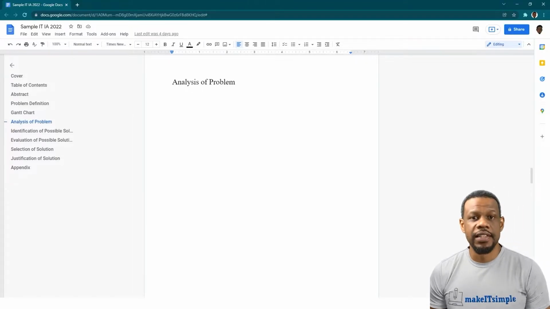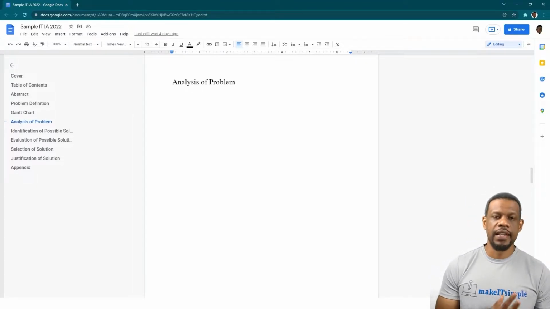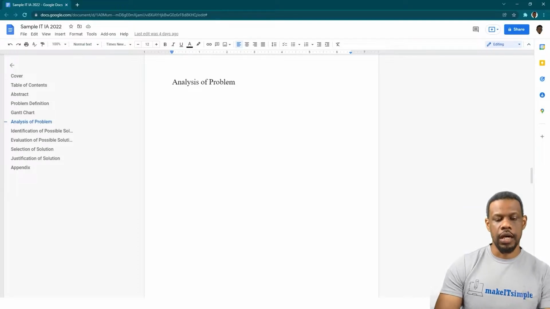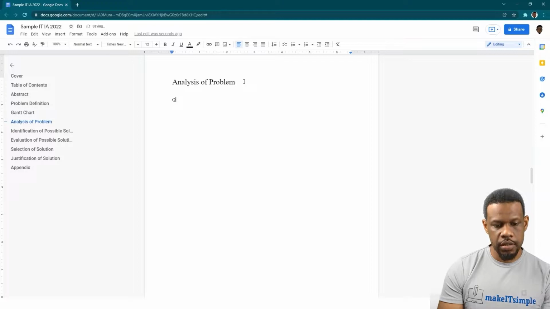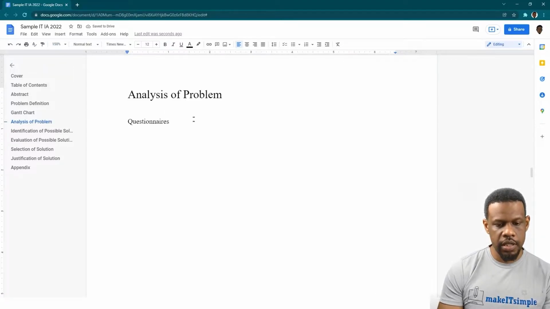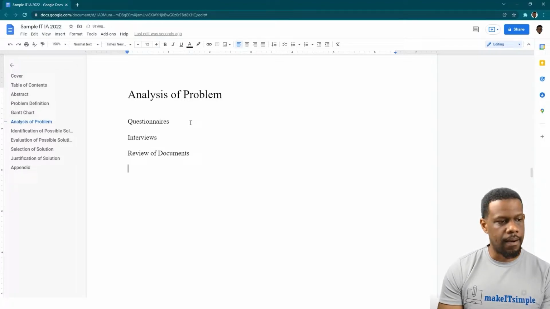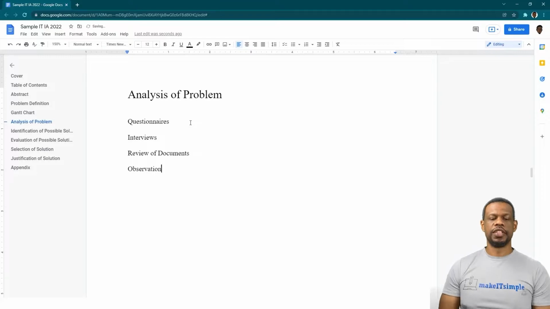Yeah. So the fact-finding techniques are given in the syllabus, and the 4 fact-finding techniques that you are allowed to use are as follows. I'm going to put them in one time, which would be questionnaires. Let me just make this a little bigger. Questionnaires, interviews, review of documents, and observation. Alright, those are the ones that are listed on the syllabus, and those are the ones that we are going to be doing.